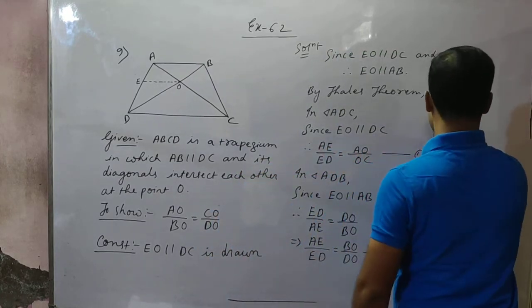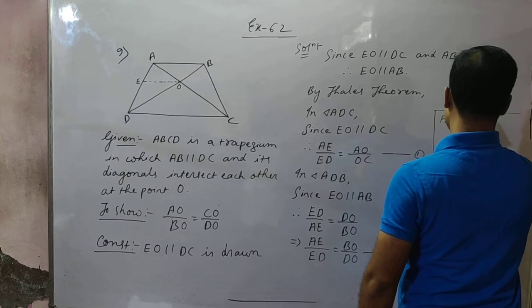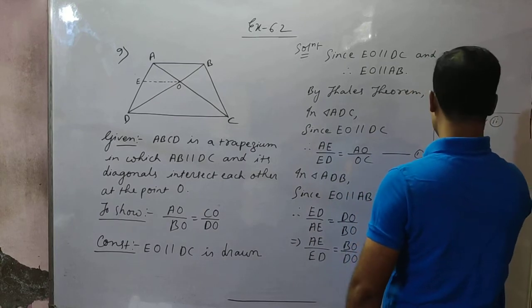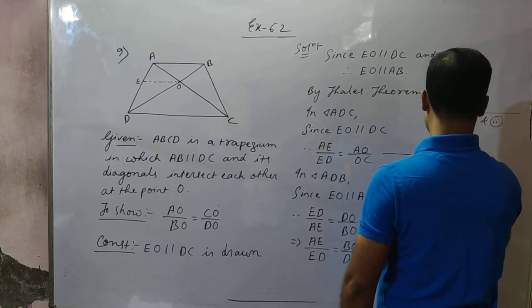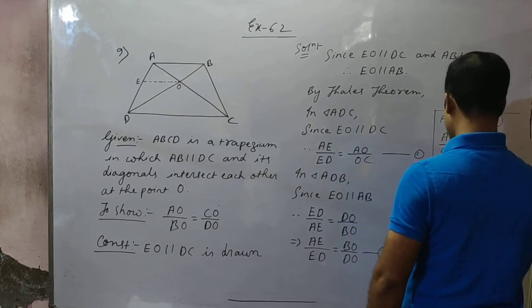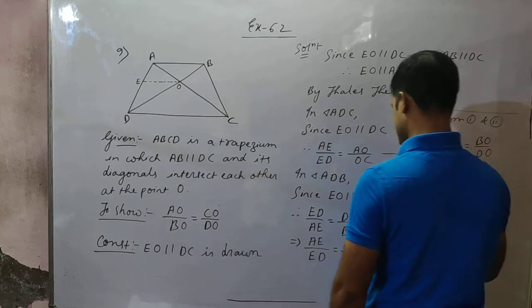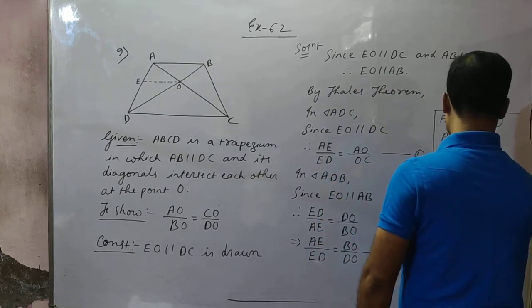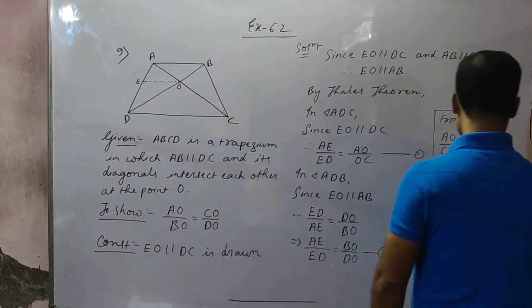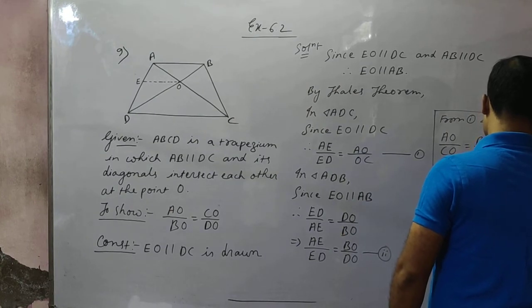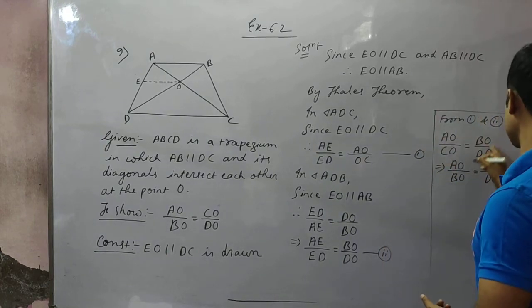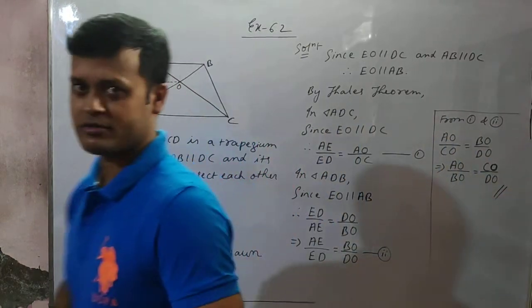Now from 1 and 2, students, AO by OC and CO are same thing, no? Is equal to BO by DO. Okay, so therefore AO by BO is equal to CO by DO. Just like cross multiply. Okay. So see here, students, very easy sum.